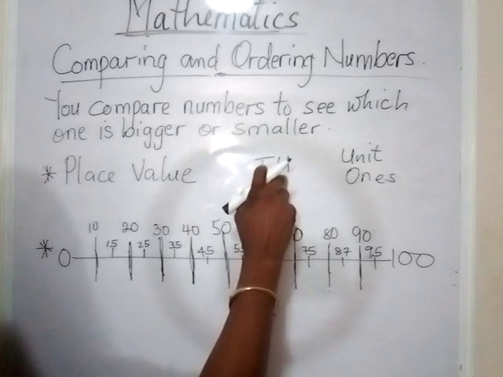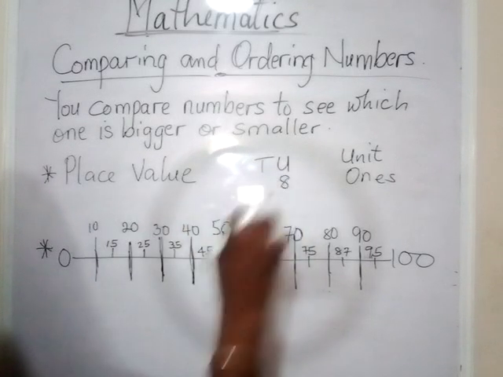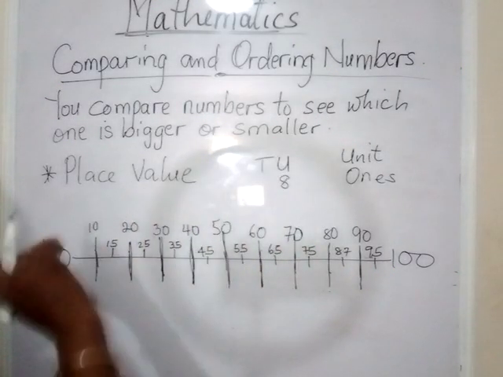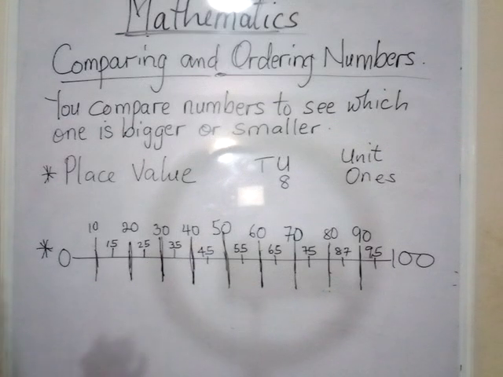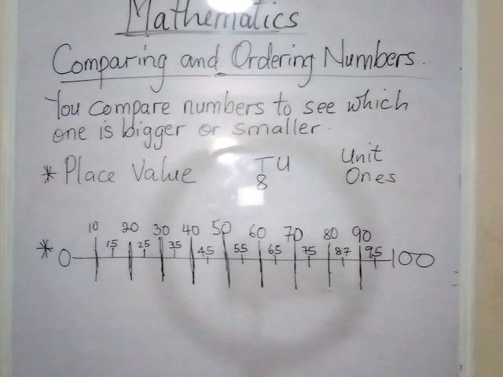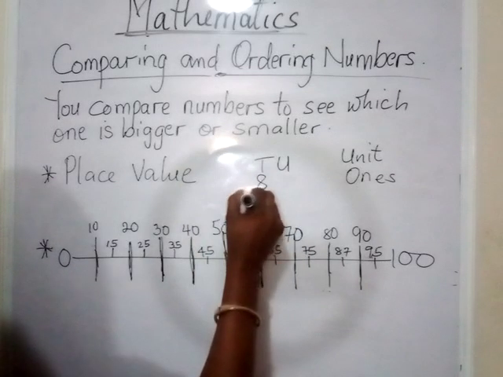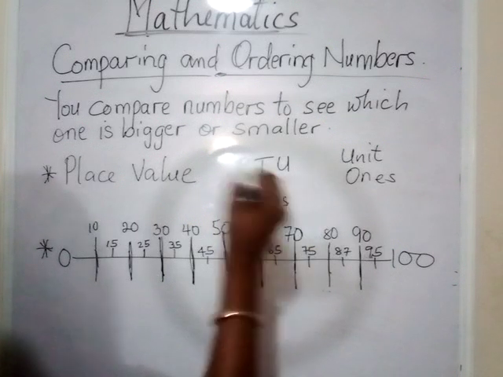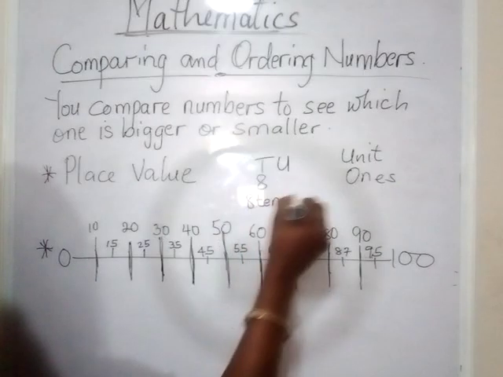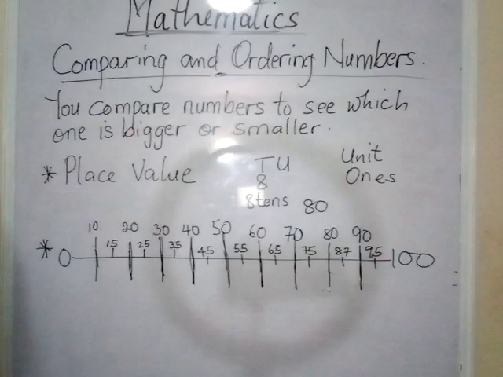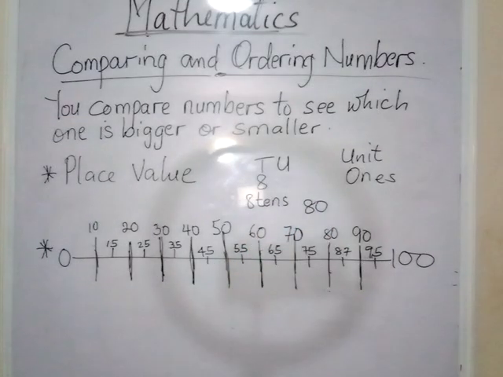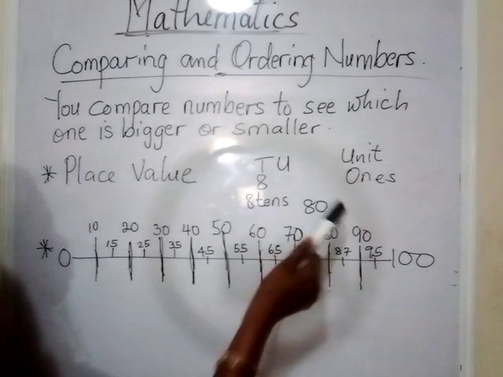If a unit number here, for instance, is 8, the value of this 8 is simply 8. 8 under units is simply 8 ones. But this 8 under tens is not just 8. It is 8 tens. Any number under tens has a 0 attached to it. That means 8 under tens is 8 and 0, which is 80.